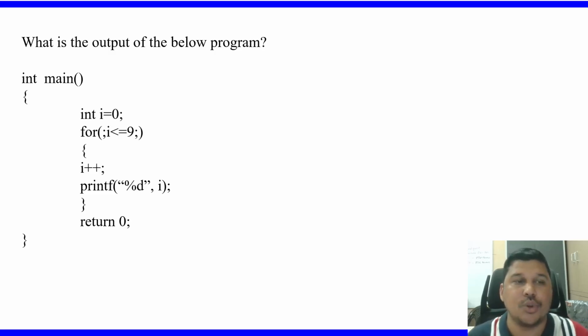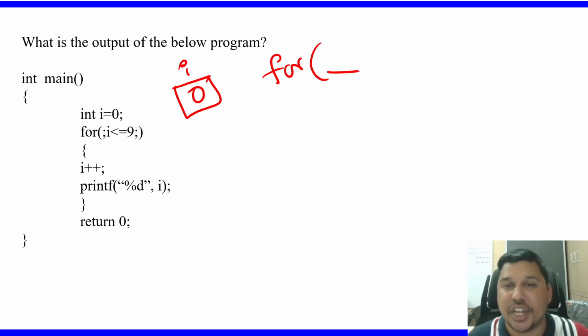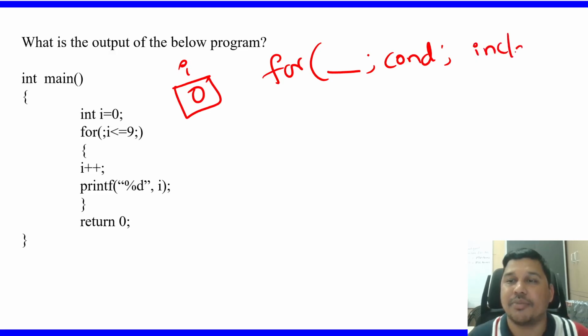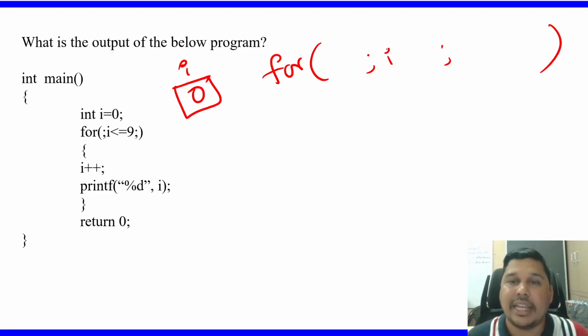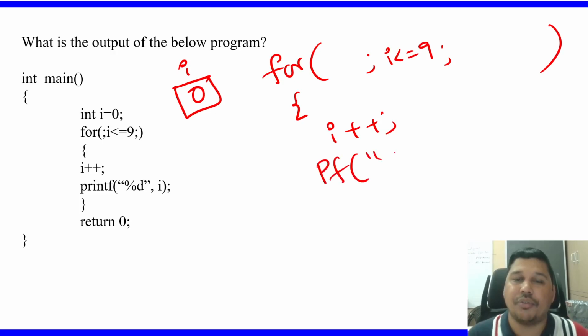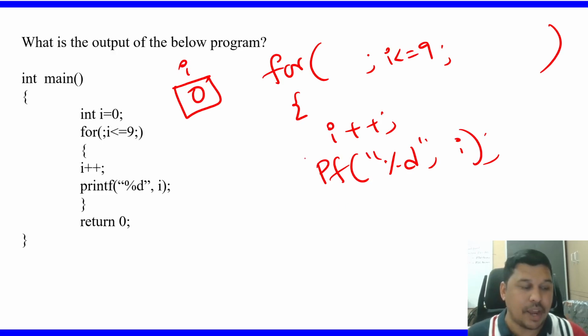Let's see the solution for this. I value is given as 0. See the for loop. Generally, for loop contains initialization, semicolon, condition, semicolon, increment, decrement. But here they have not given any initialization and they have not given any increment, decrement. Only the condition is given. What is the condition given? I less than or equal to 9. Inside this, I have I plus plus and I am printing value of I. Okay. So what will happen in this case?